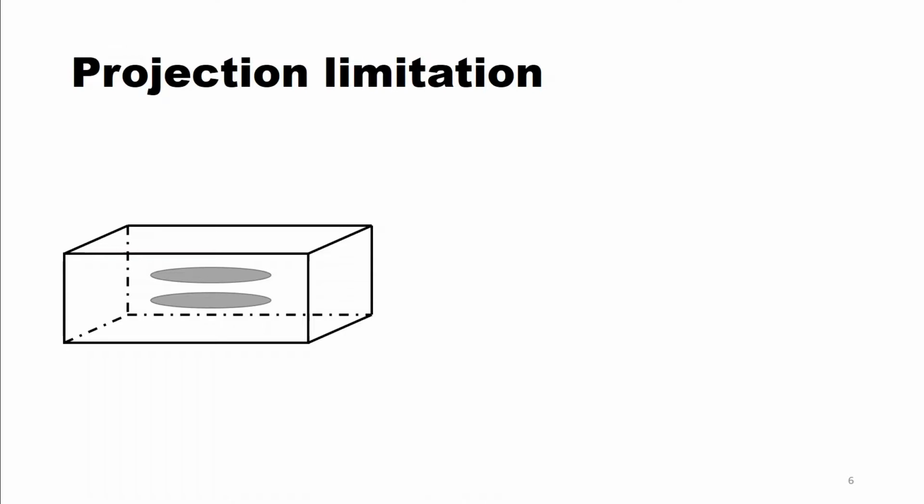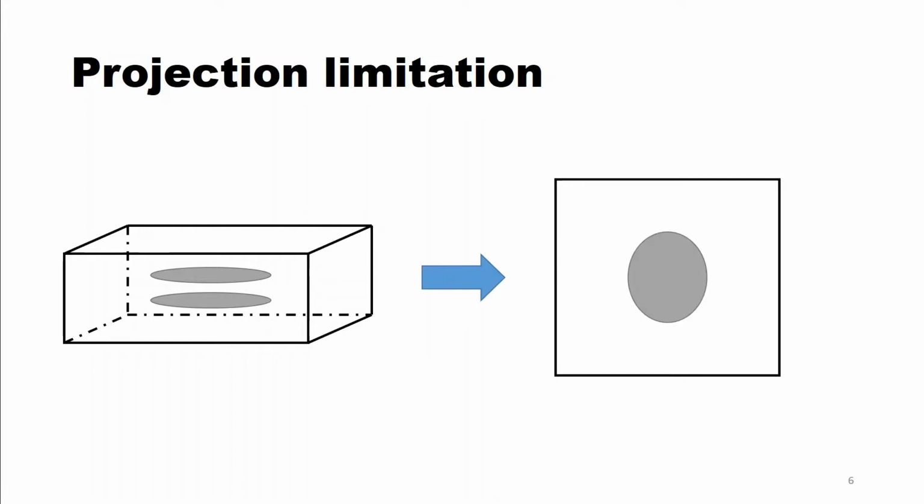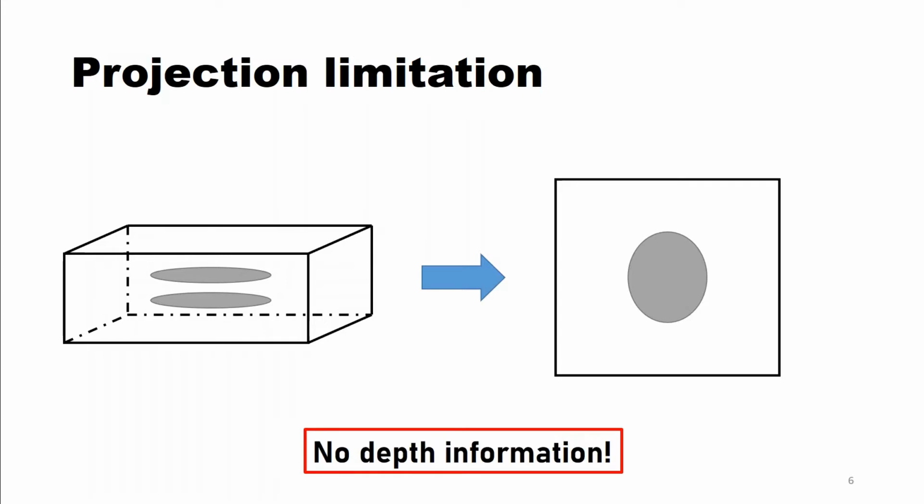But there's also something called projection limitation. Let's say your sample contains 2 particles that are oriented underneath each other. In the resulting picture, you would only see 1 particle. You don't get any depth information for transmission electron microscopy, although it is a method that analyzes the bulk and not the surface of your material.